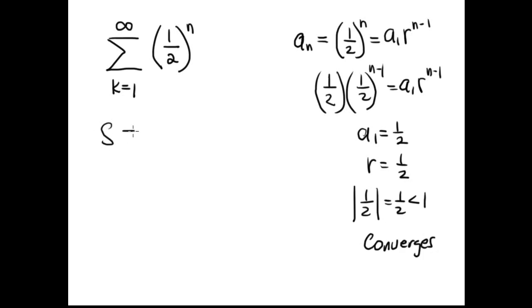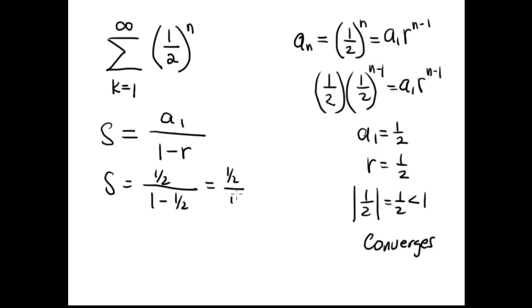This is the formula for the value: a1 over 1 minus r. a1 is 1/2, a coincidence. 1 minus r is 1 minus 1/2, which is 1/2. 1/2 divided by 1/2, the answer is 1. This series converges to 1. Let's see another one.